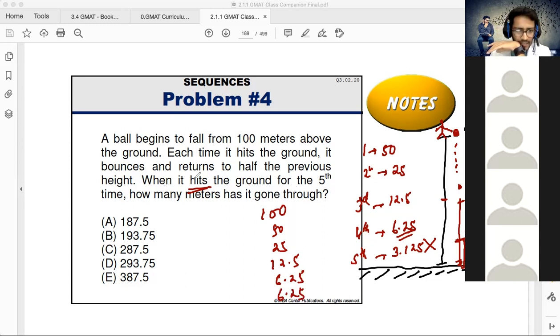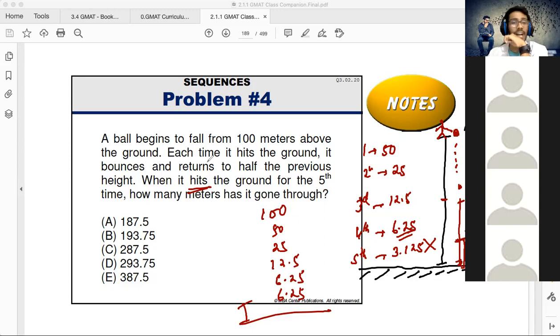What it is asking: when it hits the ground for the 5th time, how many meters has it gone through? That means we have to take 3.125, or not. When it hits the ground for the 5th time, how many meters has it gone through? Let me check. Why are we taking 6.25 twice? Shouldn't we be taking it once?